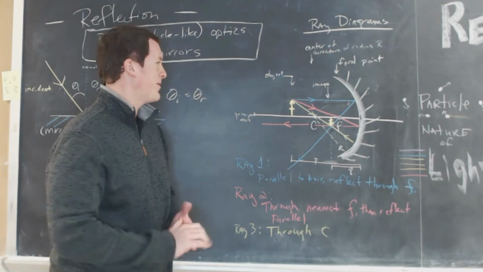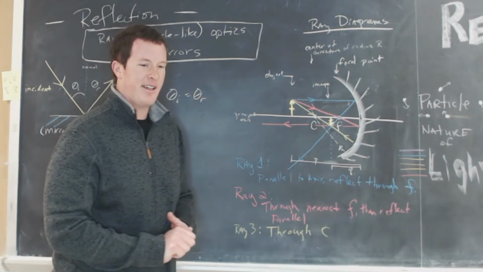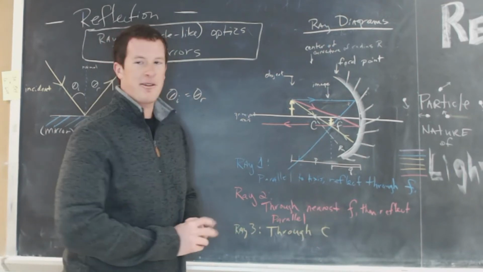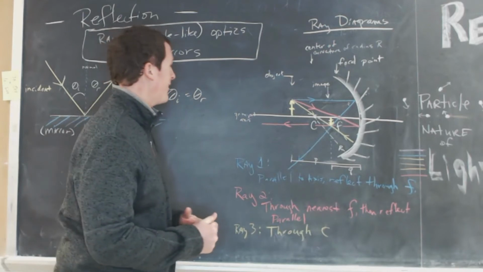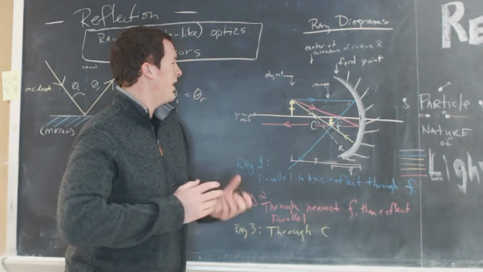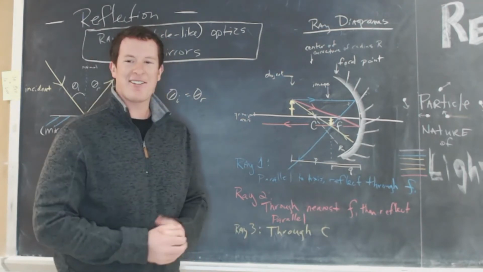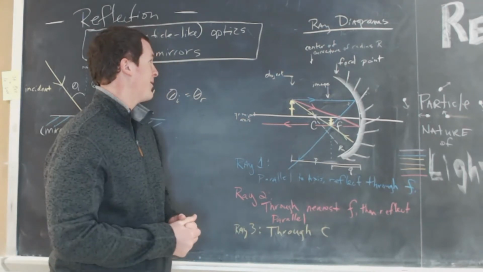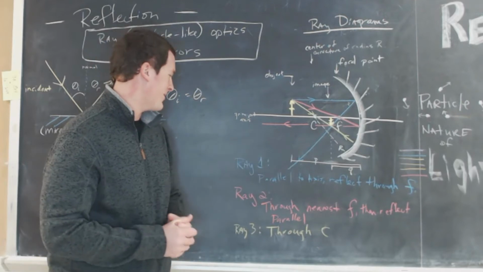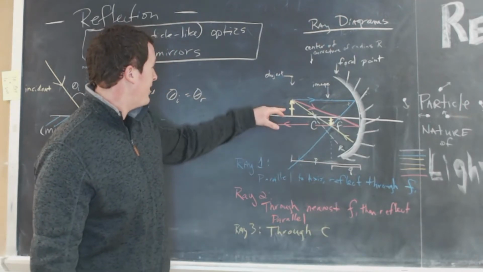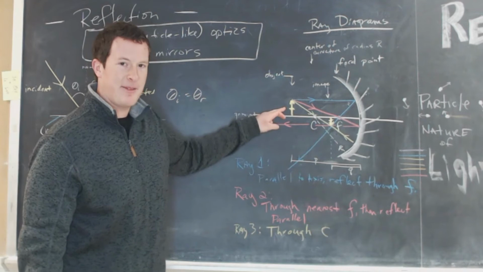Okay, so now that you know some of the basics about reflection, now we can talk about how to draw ray diagrams. And ray diagrams will help you determine where your image is located. Okay, so I'm going to walk you through the steps of drawing a ray diagram for this example here. So in this case, you have here this yellow arrow right here is your object.